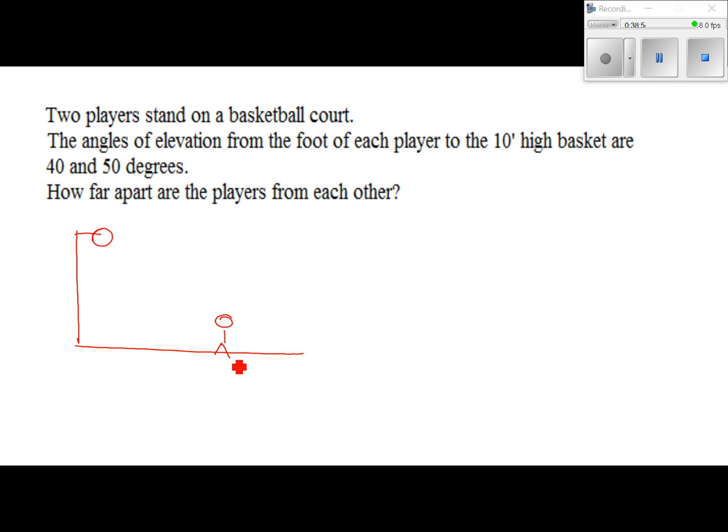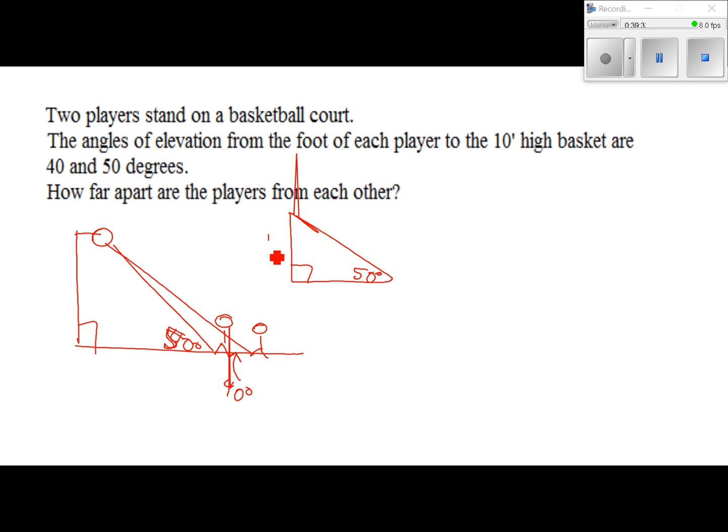Player standing here. Their angle of elevation is 40 degrees. Let's make it 50 degrees. It's 50 degrees. And then the other person is standing farther away, and their angle of elevation is 40 degrees. Hopefully the basketball goal makes a right angle with the ground. Again, we got two triangles. We start off with the first one. It's 50. It's a right angle. We know that this is 10 feet. Sorry, I didn't write that in over here. Hopefully the basketball goal is 10 feet tall.